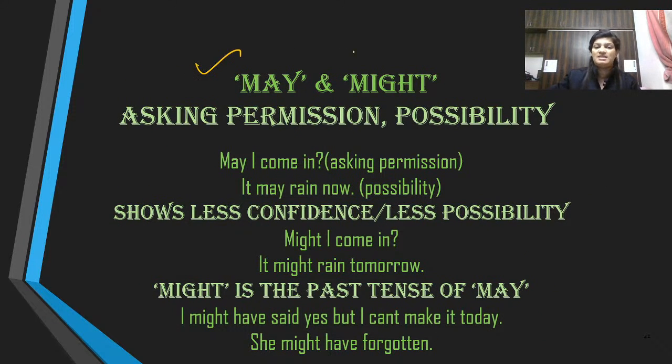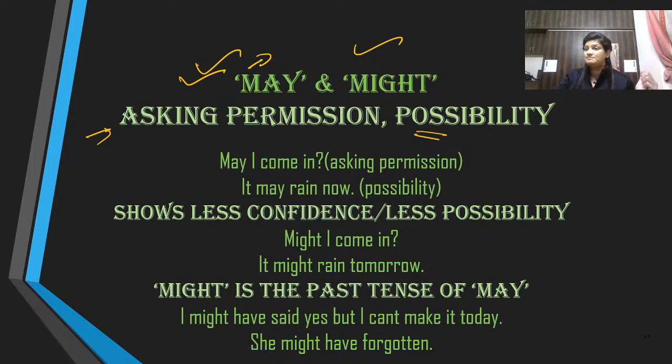May and might. Let's move on to may and might and try to know about the other modals as well. Asking permission or possibility. May and might are used for asking permission and possibility. We use it in different ways. The main function of may or might is to express a possibility.